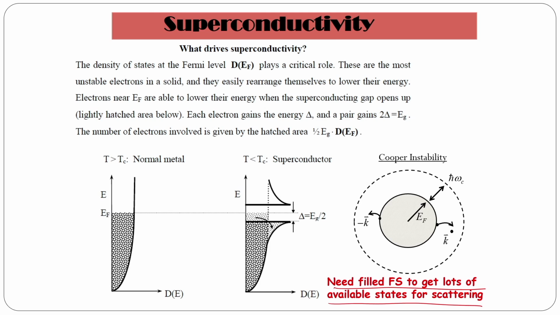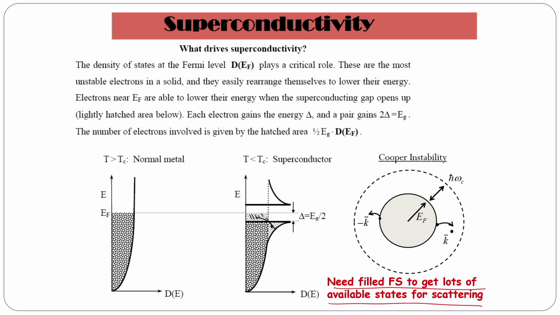In metals, the electrons are filled all the way up to the Fermi energy, and in a superconductor, as you lower the temperature, an energy gap is created at the Fermi level. Okay. And the density of states gets slightly modified there, and the electrons which were earlier there occupy these states. Okay.